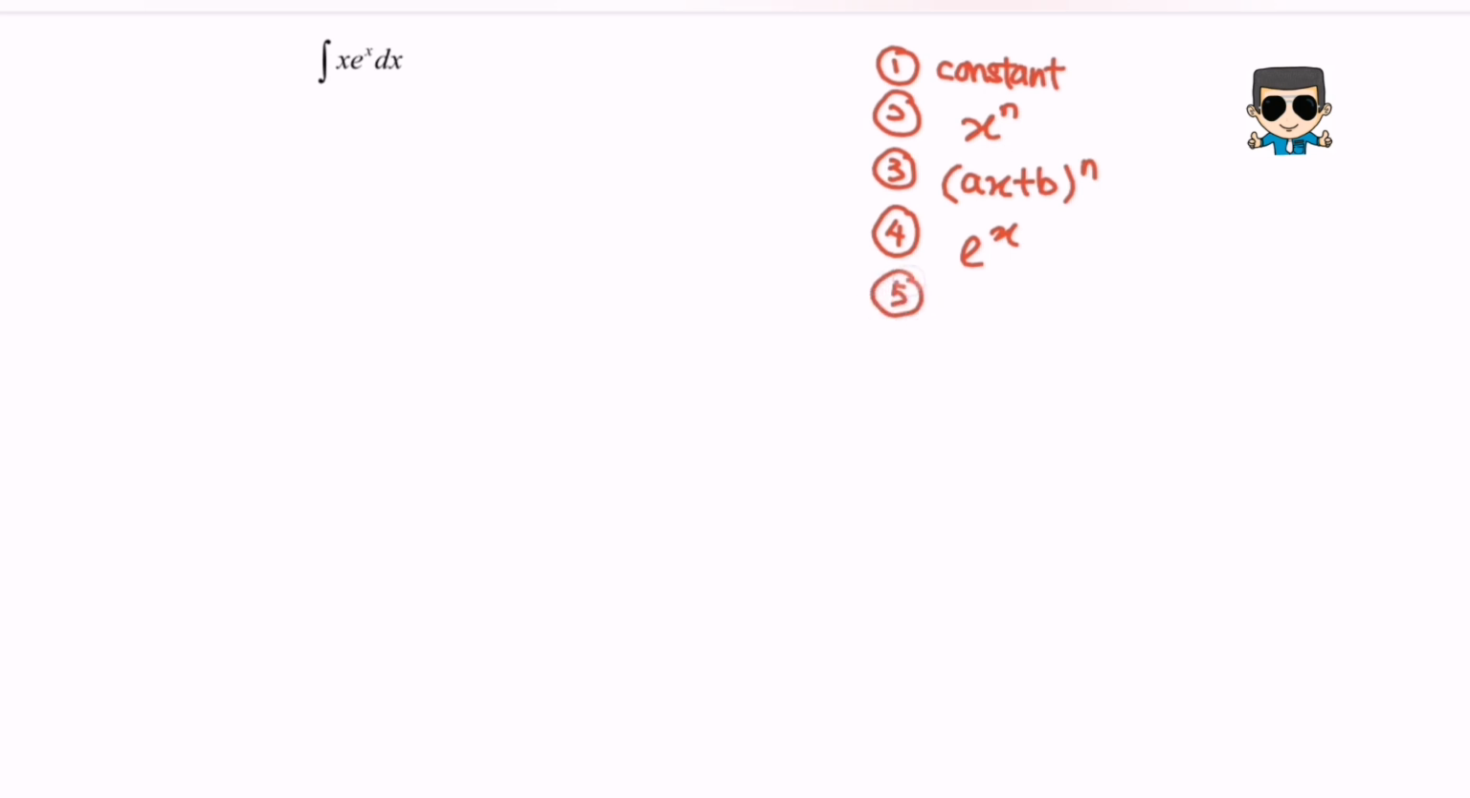Number 5, is it a reciprocal function? No. Number 6, is it a trigo function? No. So meaning that in here, the direct methods does not match the situation given. So now only we are allowed to use the substitution method.